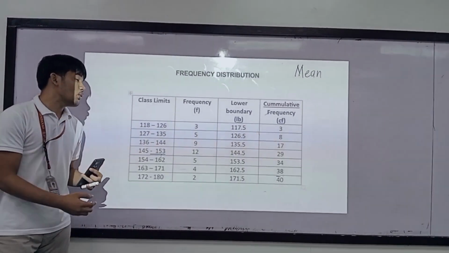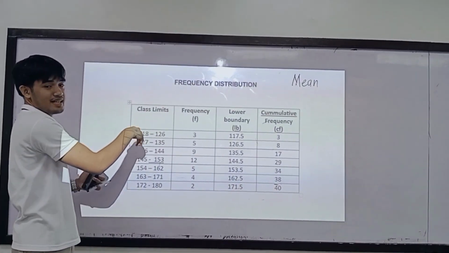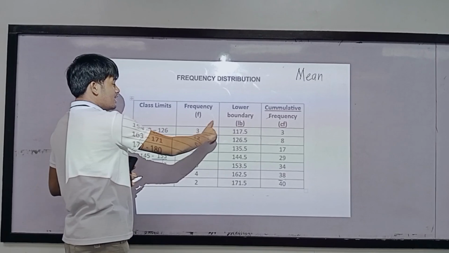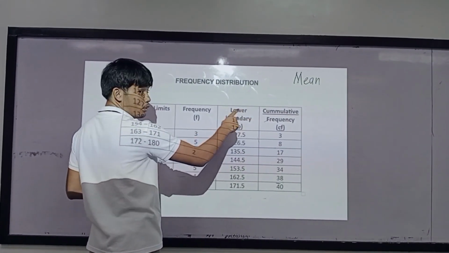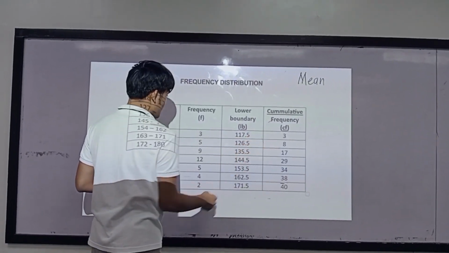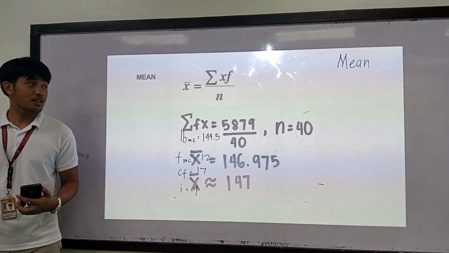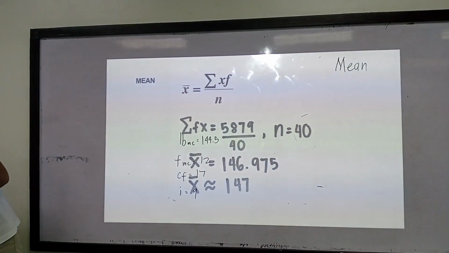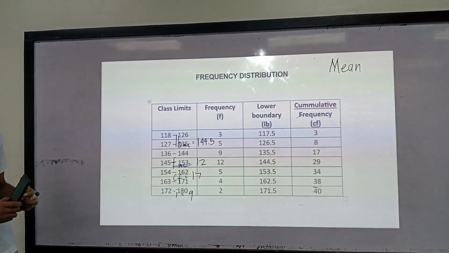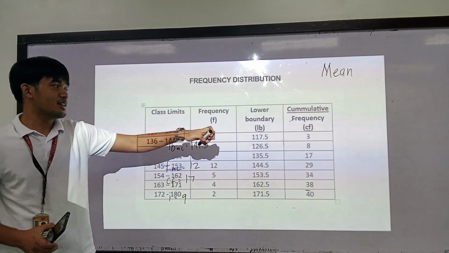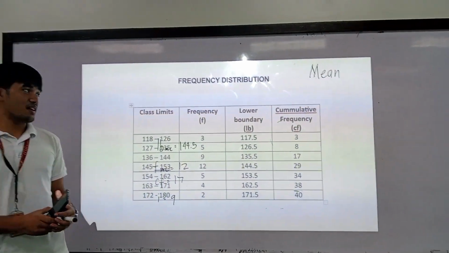So in our median, we will need just a four-column frequency table. So we will need just the class limits, the frequency, the lower boundary or the LB, and lastly the cumulative frequency or the CF. So after getting our mean, we will now proceed to our median. So in median, we will just need the four columns, which are the class limits, the frequency, the lower boundaries, and also the cumulative frequency or the CF.